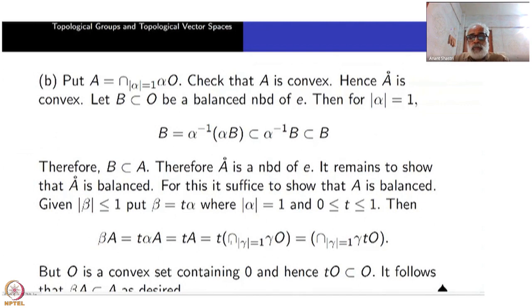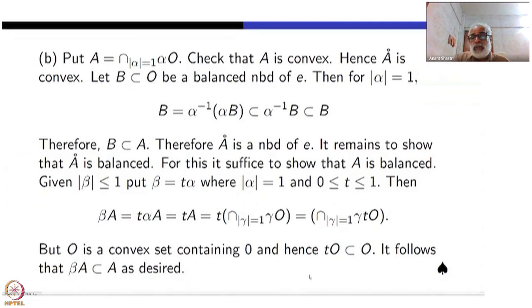Now you can push the T inside. So it is the intersection of all gamma, mod gamma equal to 1, of gamma T O. But O is a convex set to begin with, the assumption being that it contains 0, and hence T times O is contained inside O. T times O consists of all the line segments from 0 to points of O, T times that one. So all the T times O will also be inside O. So what is this whole thing? It is inside O. So beta A is contained inside, instead of this T, I can just write O. Once I write O, this whole thing will be nothing but A. Beta A is contained there.